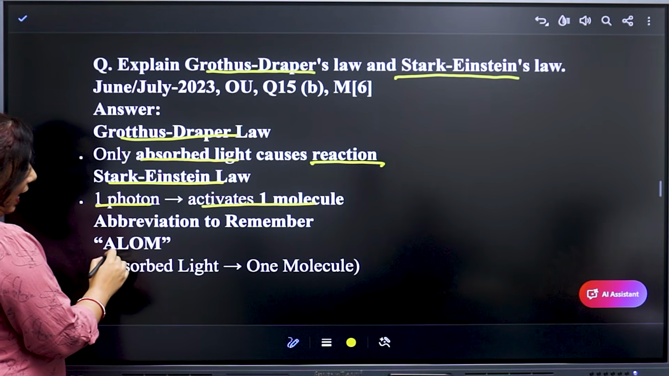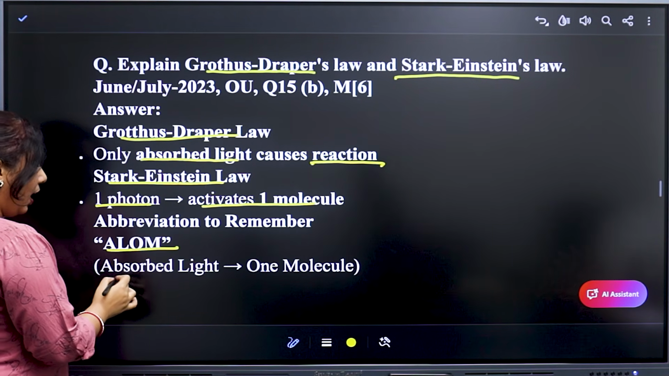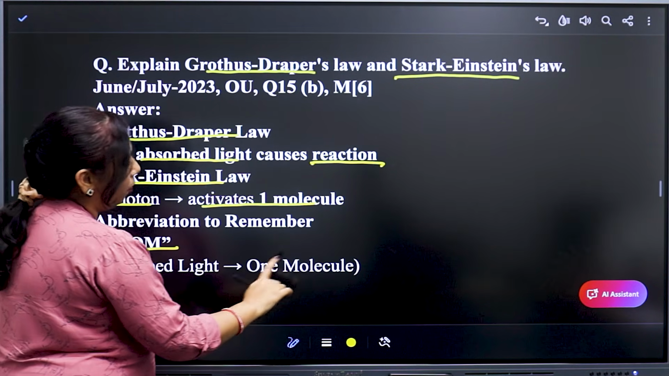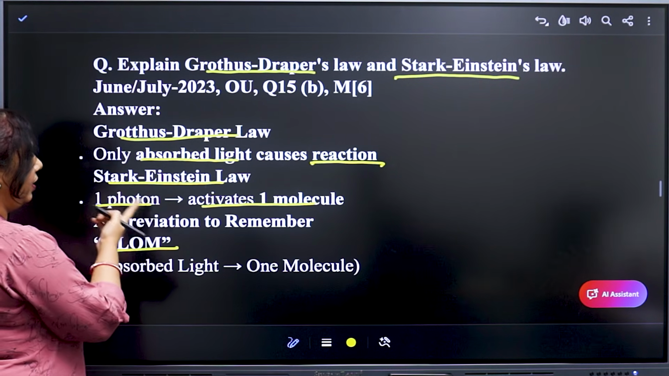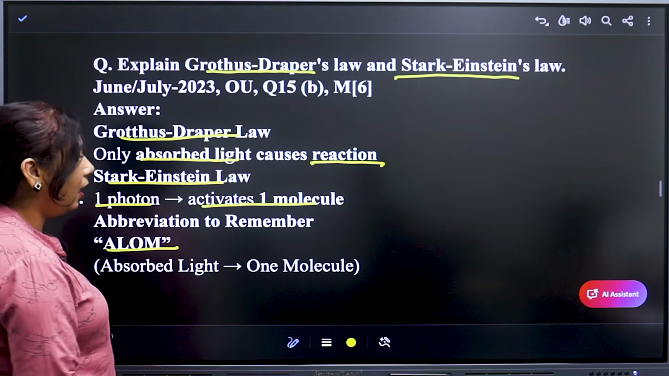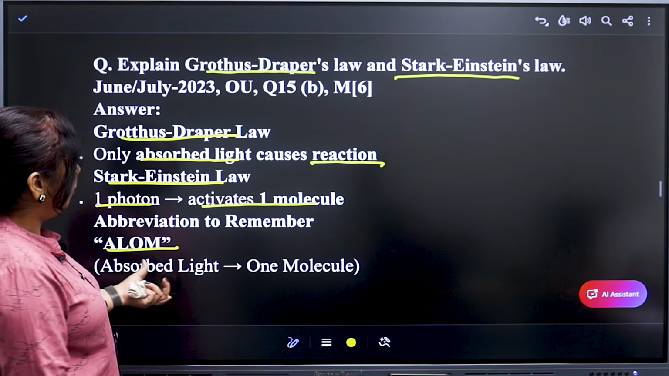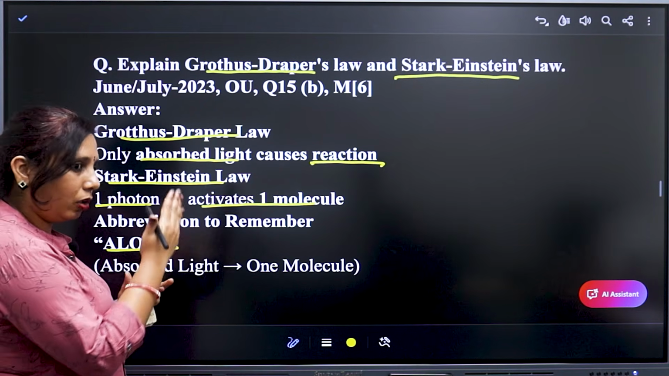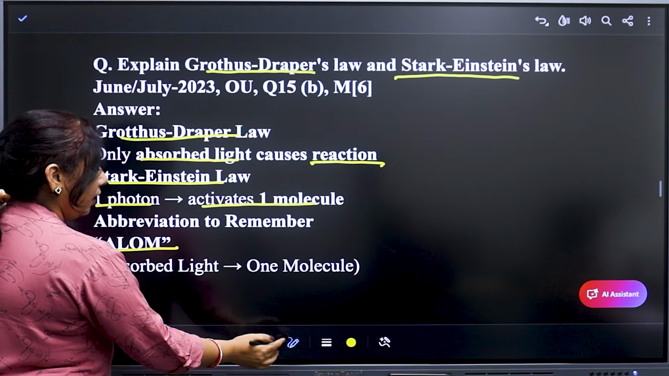Then the abbreviation is ALOM. AL, absorbed light, is for the Grotthuss-Draper law. OM, one molecule, one photon gets activated, is for the Stark-Einstein law. Right? The elaborated, complete answer you can see in the app also. Let us see.